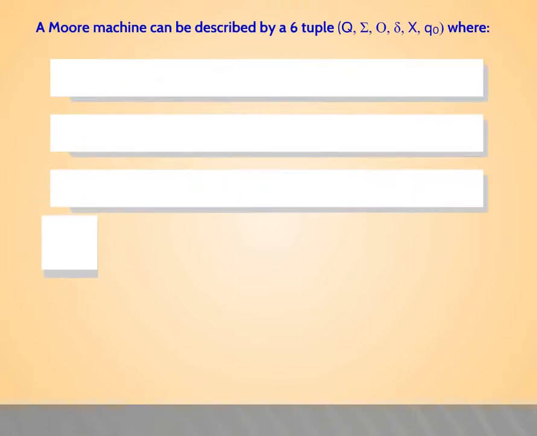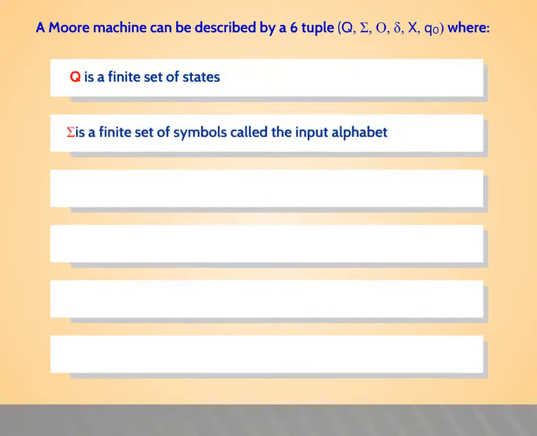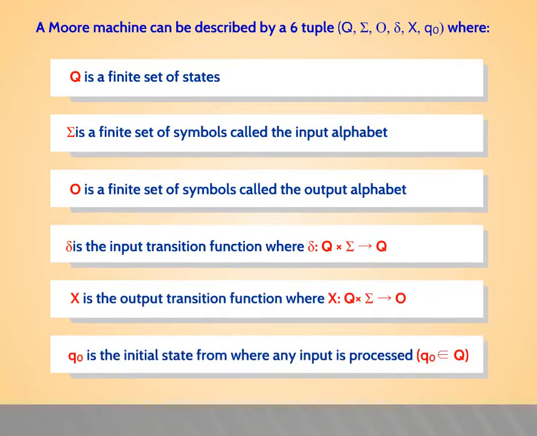A Moore machine can be described by a 6-tuple (Q, Σ, O, δ, X, q0), where Q is a finite set of states. Σ is a finite set of symbols called the input alphabet. O is a finite set of symbols called the output alphabet. δ is the input transition function where δ: Q × Σ → Q. X is the output transition function where X: Q → O. q0 is the initial state from where any input is processed, that is, q0 belongs to Q.